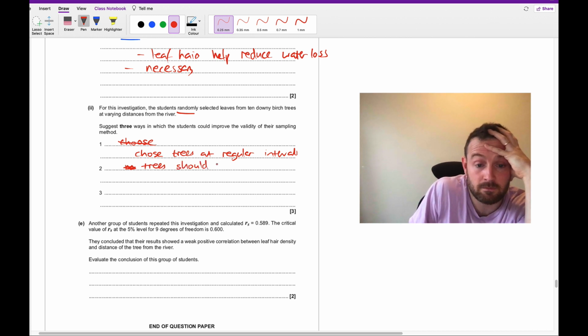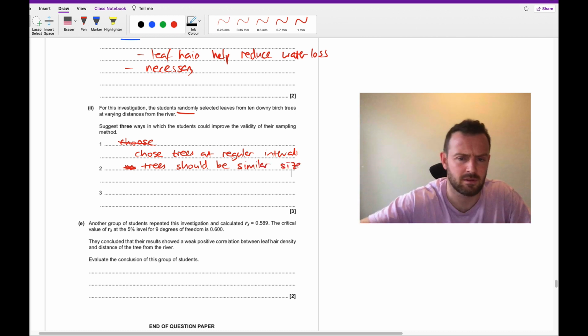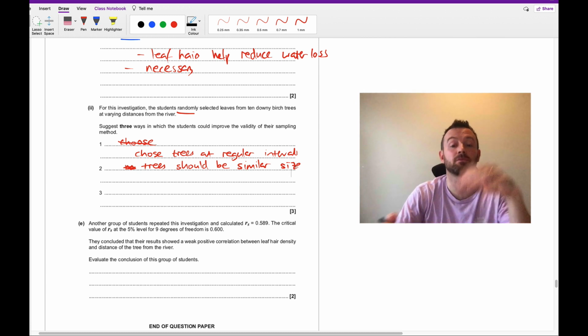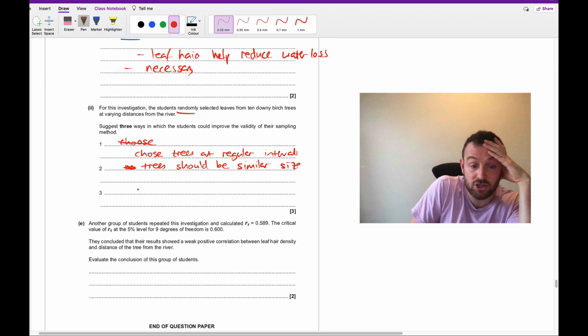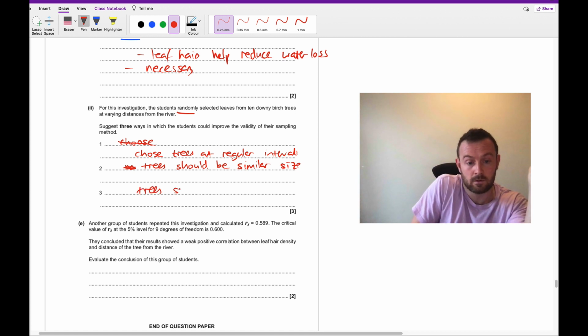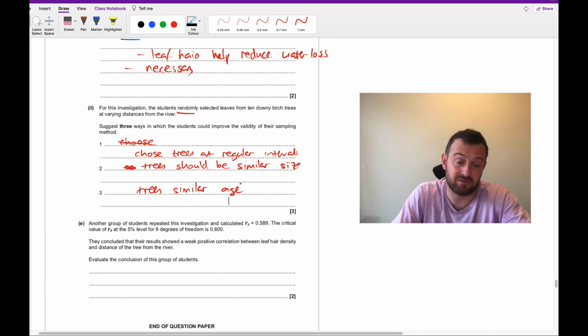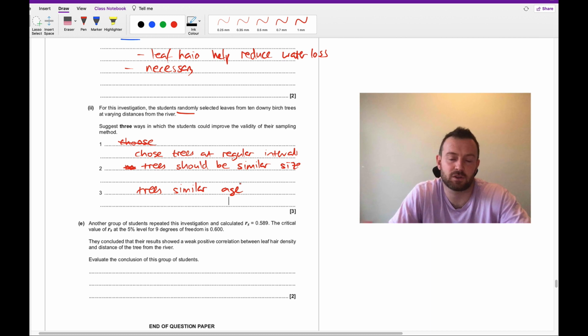So the trees should be similar size. If they picked one tree that is like, I don't know, that big, that's not fair, is it? And one tree that's massive. So the trees should be a similar size or similar age as well. Or maybe you could even say similar sort of health, because sometimes trees can have diseases, for example. They can be infected with a virus or something.